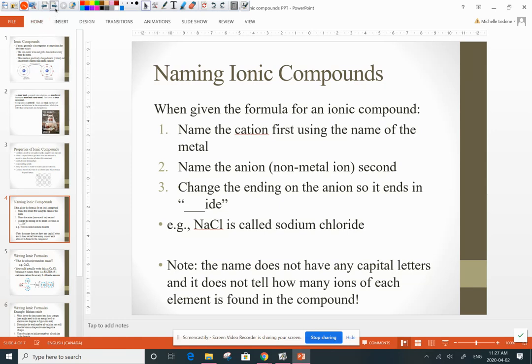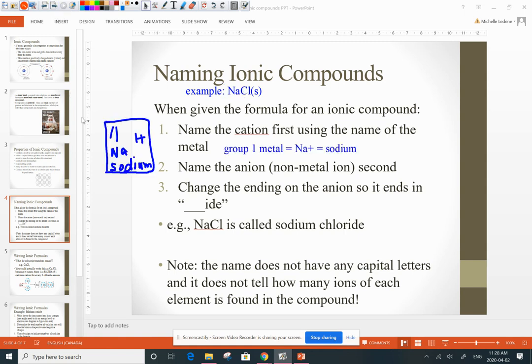So how do we name these ionic compounds? If I'm given a formula, how do I figure out what the name of that compound is? So here's an example, the formula NaCl solid. So the first thing we do is we have to name the cation. So we look up the first element, Na, we know that is going to be the cation. That is the metal. We always list the metal first in an ionic compound, and then the non-metal is listed second. So we look up, oh, well, here is sodium.